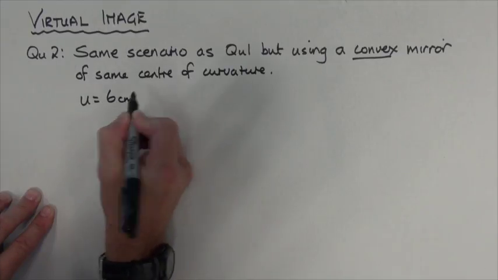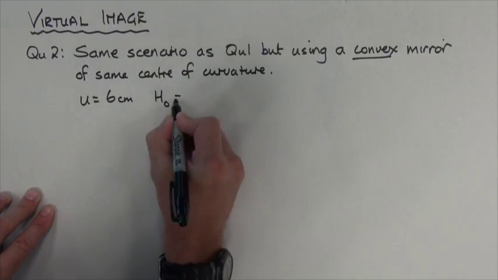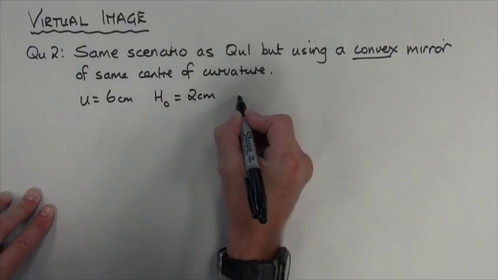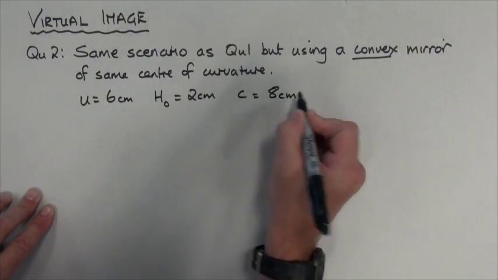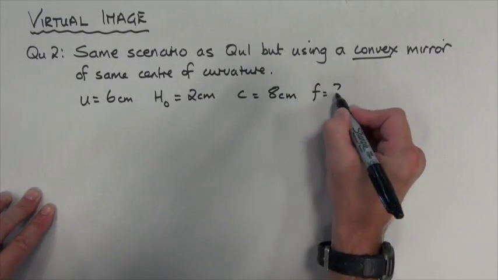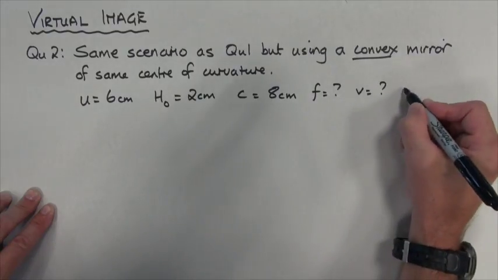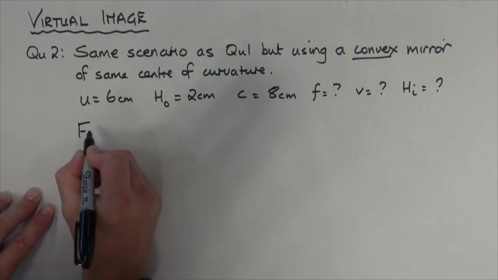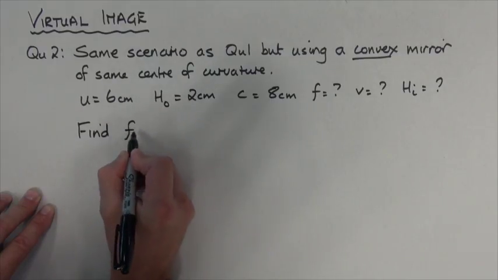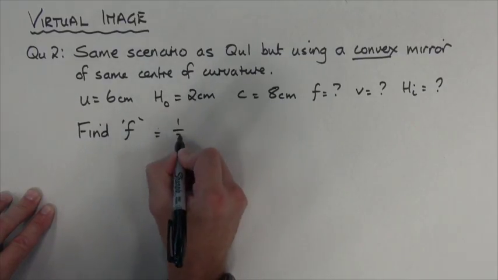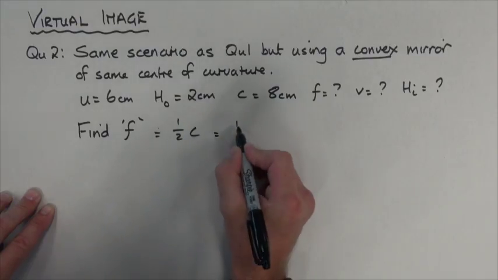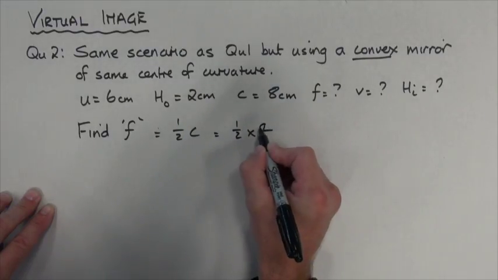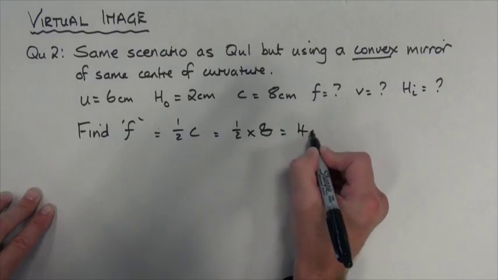From question 1, we knew that the distance of the object was 6 centimeters from the mirror, the height of the object was 2 centimeters, and the center of curvature was 8 centimeters. From this, we were to find the focal point, the distance of the image, and the height of the image. To find f, we remember that it's half the center of curvature. So half of 8 will be 4 centimeters.